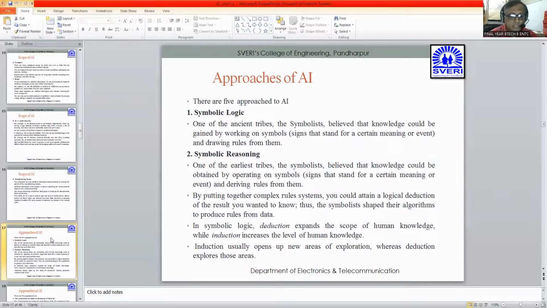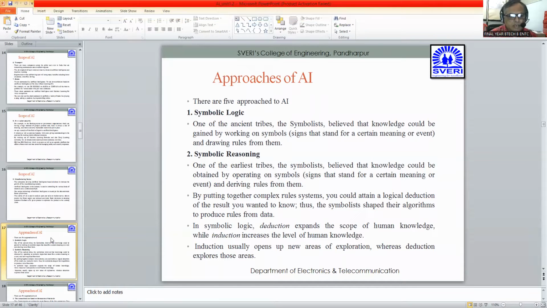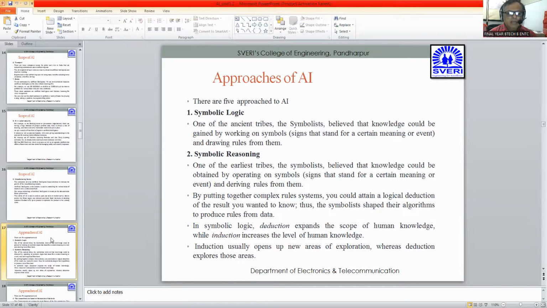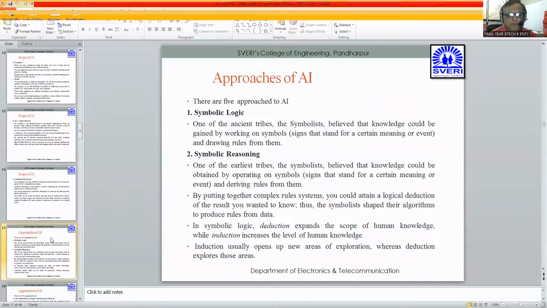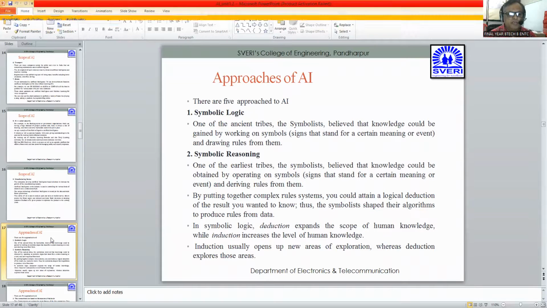As far as symbolic logic is concerned, we can say that there are signs that stand for certain meanings. But in the case of symbolic reasoning, there are a few things related to it: deduction and induction. So what is deduction? Deduction expands the scope of human knowledge, whereas induction actually increases the level of human knowledge. So deduction and induction are the two things related to symbolic reasoning.